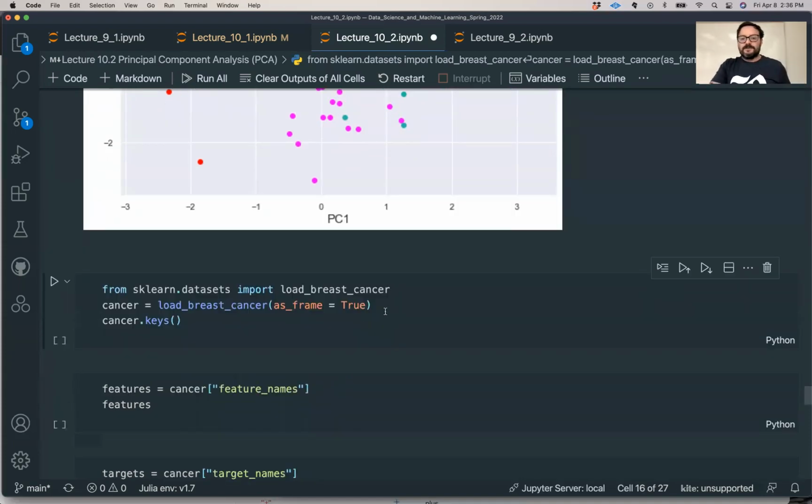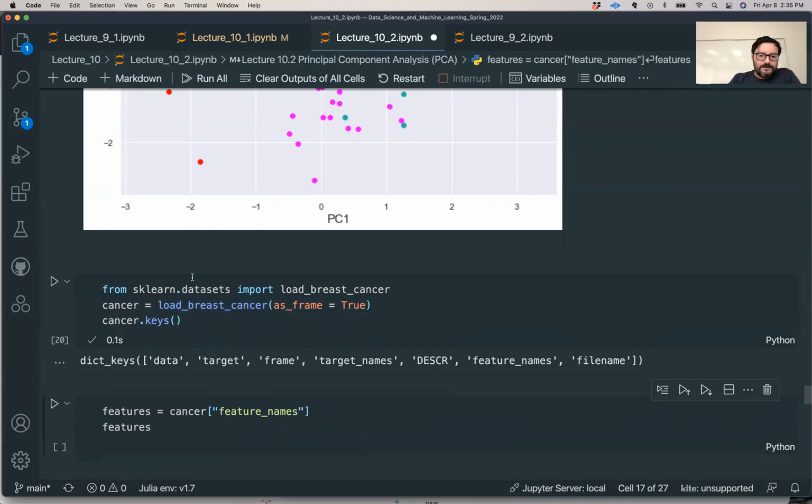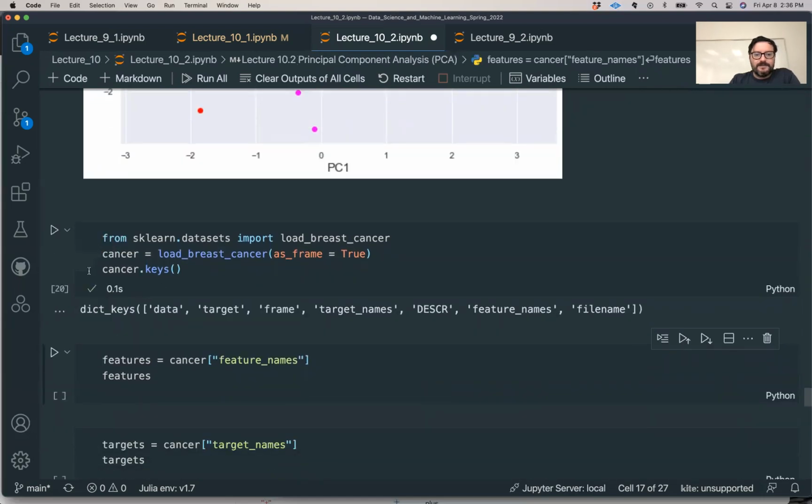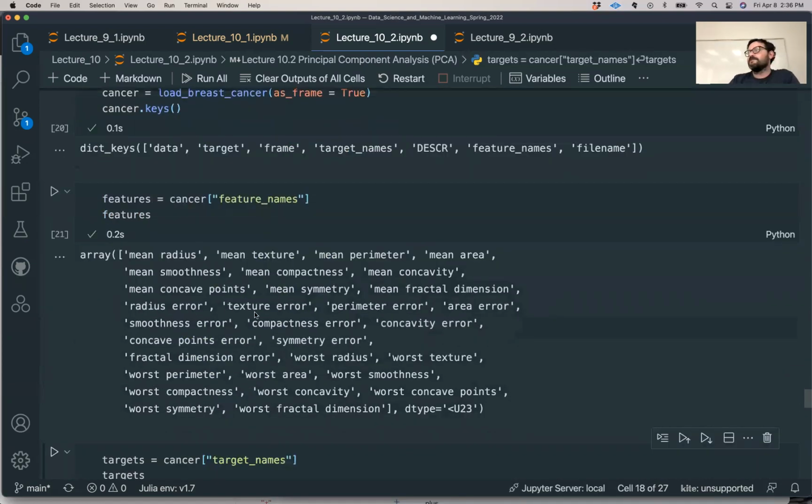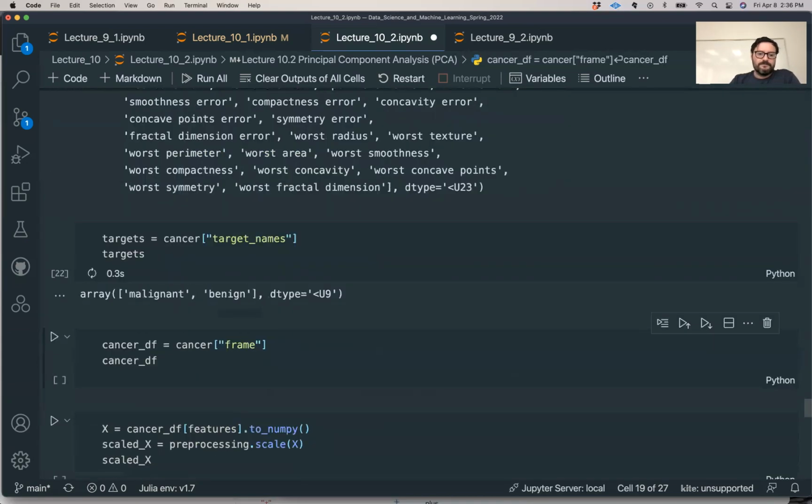So to illustrate how we can use this on higher dimensional data, I'm going to load this breast cancer data set from scikit-learn. I always load these things as data frames. So here are the keys of this. This returns a dictionary, but each object in it is now a data frame. The features of this data set are these measurements, and the target names are malignant and benign.